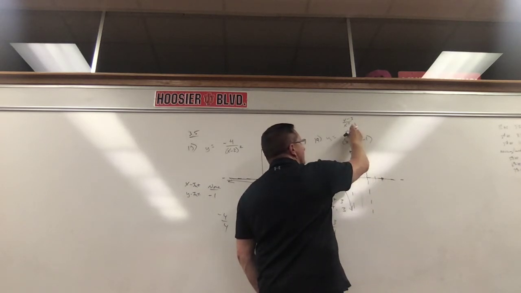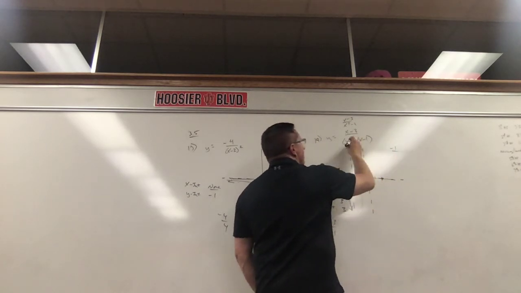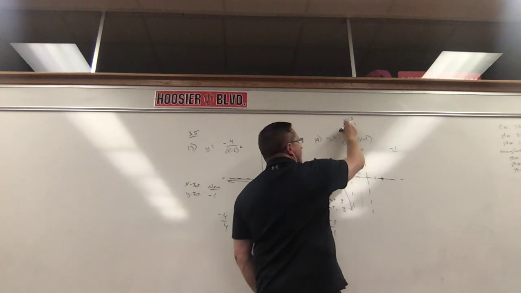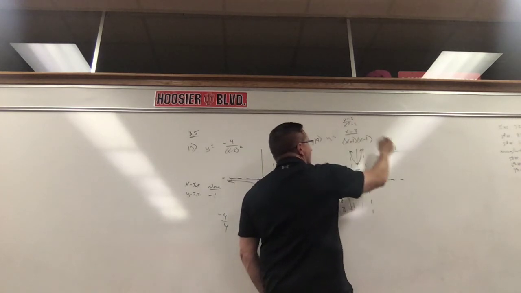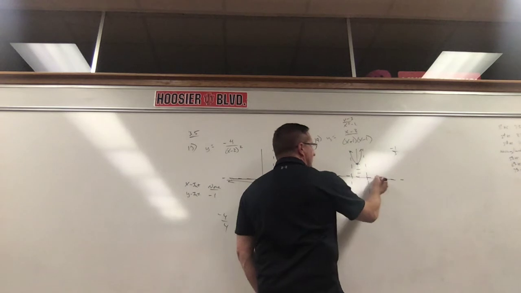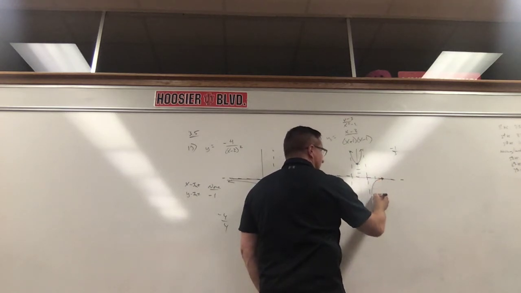If I plug in 2, 2 minus 3 is -1. And if I plug in 2 right here, 2 squared is 4, minus 1 is 3. Negative 1/3. So at 2, we're at negative 1/3. So it's got to be down here somewhere. So it's got to be going like this.